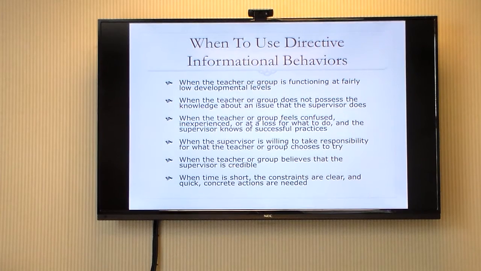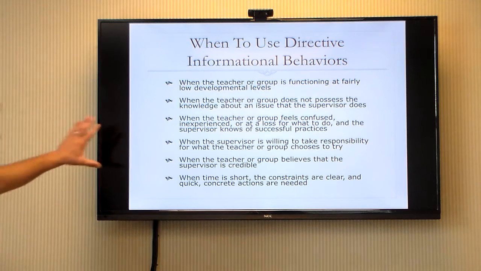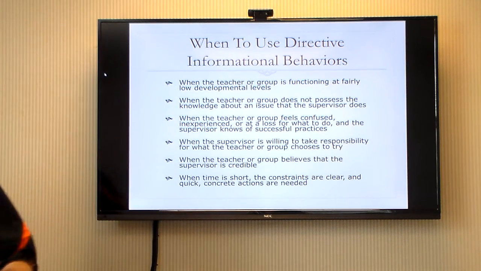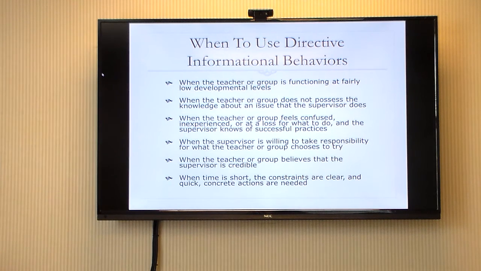So, when do you use this approach? You use this approach more or less when the teacher is functioning at a low developmental level, or when the group doesn't have the specific knowledge that the supervisor does. When the teacher's confused, I think it's important because then you're going to help them with choice. If the teacher trusts the supervisor, this is a good model to use because then the supervisor becomes the sage on the stage. They become the expert in terms of what they're doing for the teacher. I think that's a big idea as well. If time is short, this is another important model that you can use.